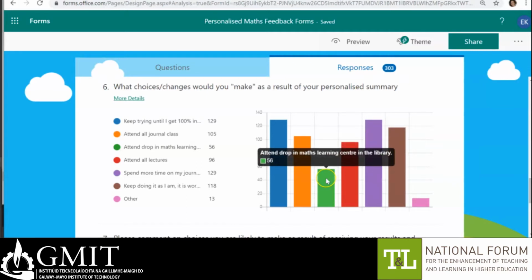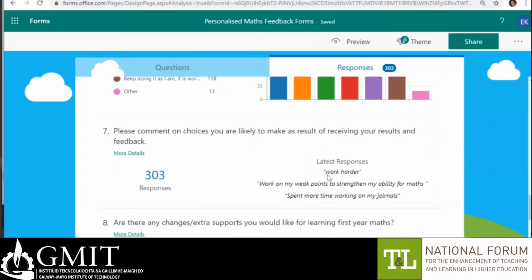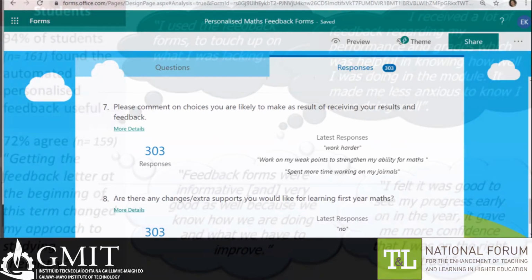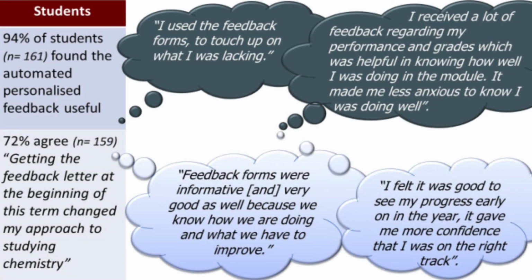On the other hand, we also have students reporting that they are going to make no change. But this isn't necessarily bad either. And this is reflected in the detailed feedback we received from another group of students who received a similar letter, chemistry first years. 94% of those students agreed that the feedback was useful, and 72% said it was going to change how they behaved.